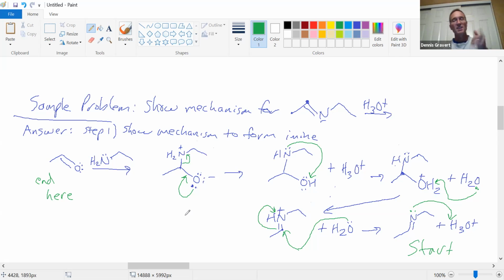Nice. It really helps, though, if you know the forward mechanism first, and then just logically reason it out to put in arrows to go backwards. Sweet.